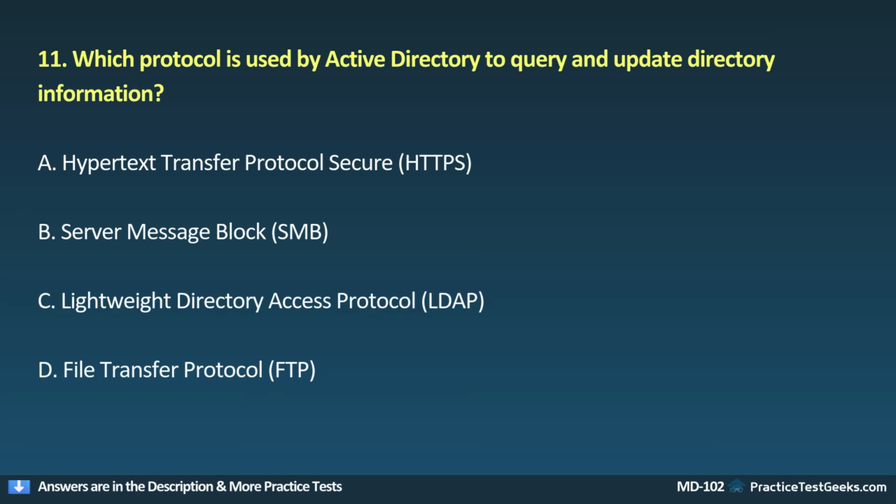11. Which protocol is used by Active Directory to query and update directory information? A. Hypertext Transfer Protocol Secure, HTTPS. B. Server Message Block. C. Lightweight Directory Access Protocol, LDAP. D. File Transfer Protocol, FTP.